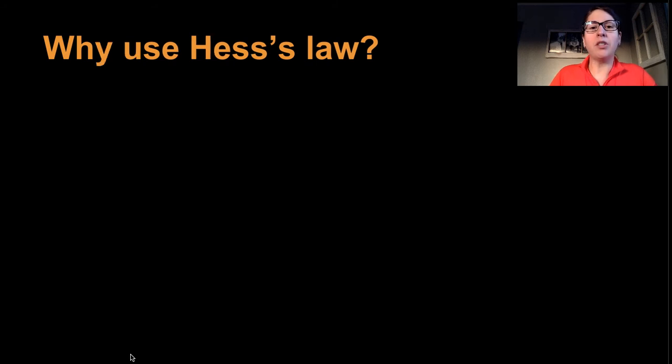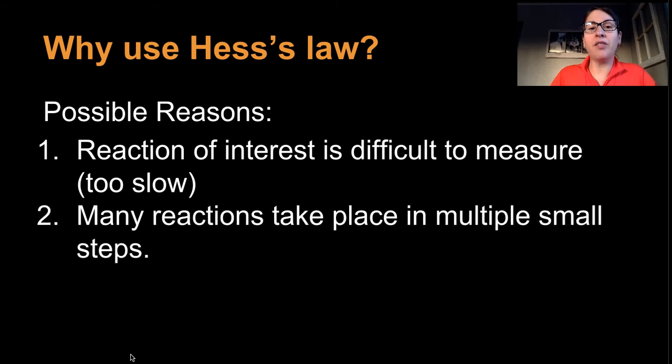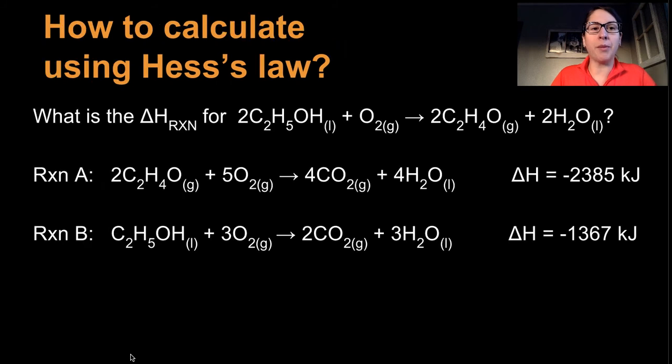So why would we want to do that? Well, we have a couple possible reasons. One is some of our reactions of interest are very, very difficult to measure. Maybe they're really, really slow, or they're just a difficult thing to measure, so we can measure subparts of that. And the other thing is, if you remember back to our reaction mechanisms, a lot of reactions take place in smaller steps, or in multiple small steps. And so we can take each one of those multiple small steps and divide them out separately, and we should get the same thing.